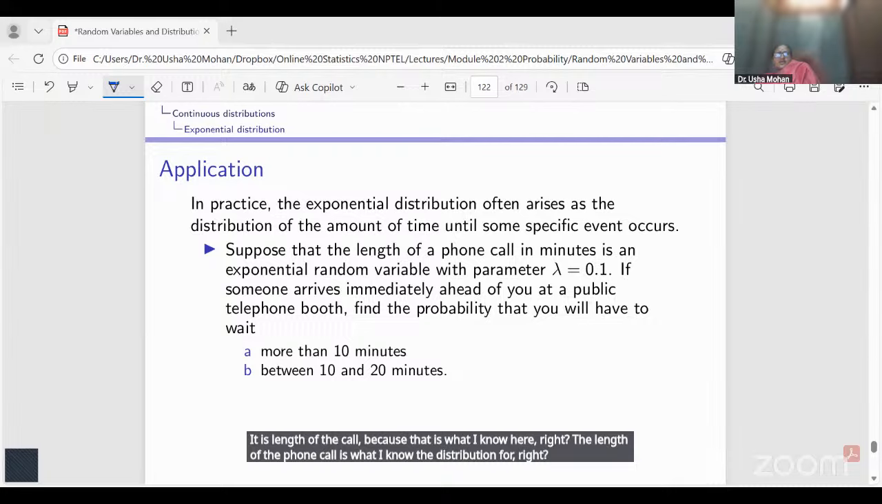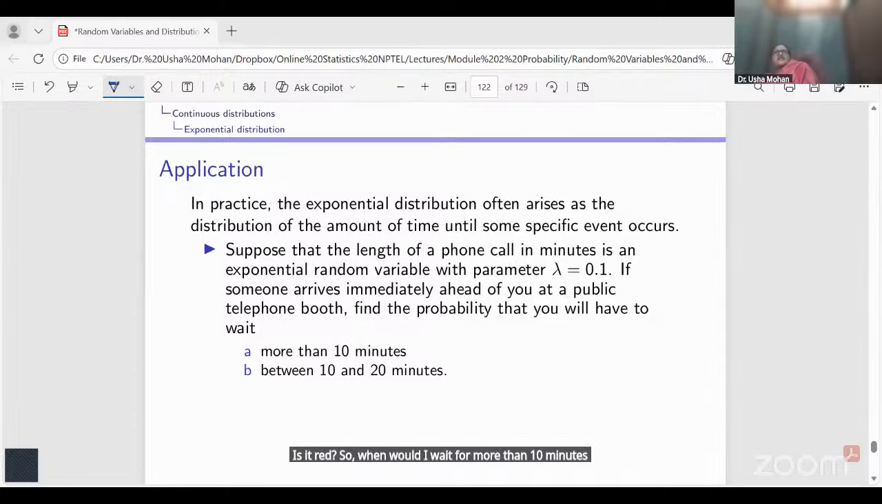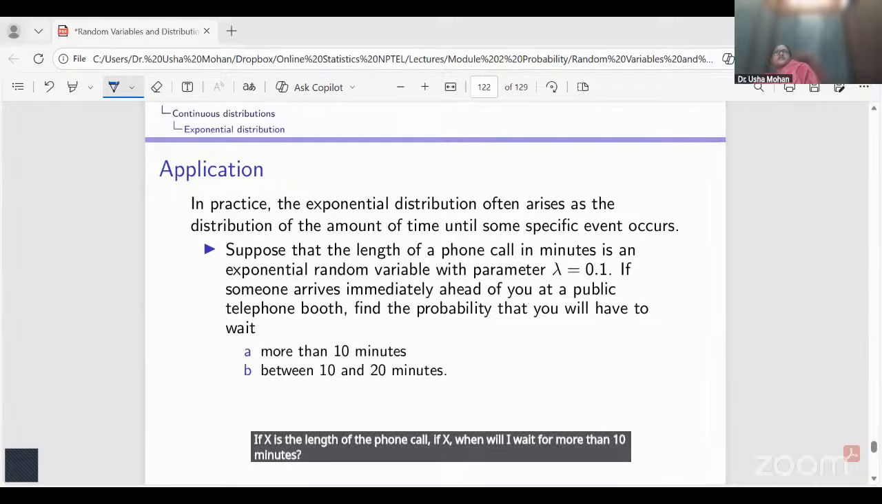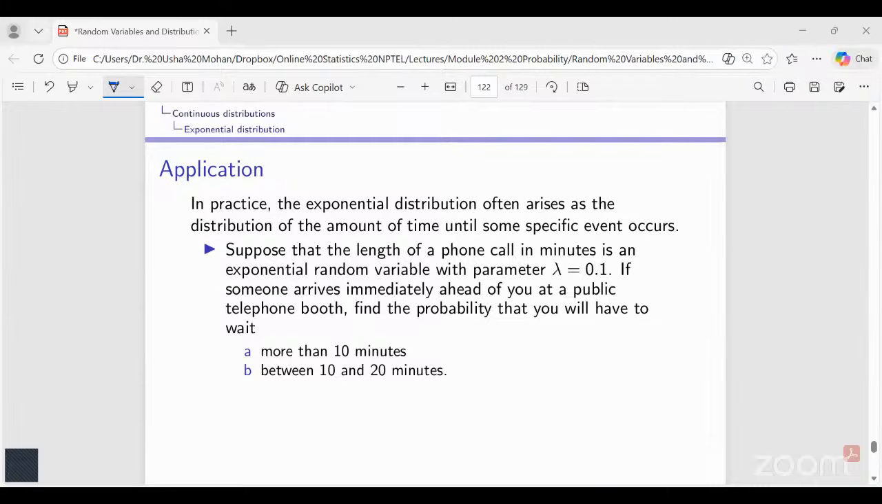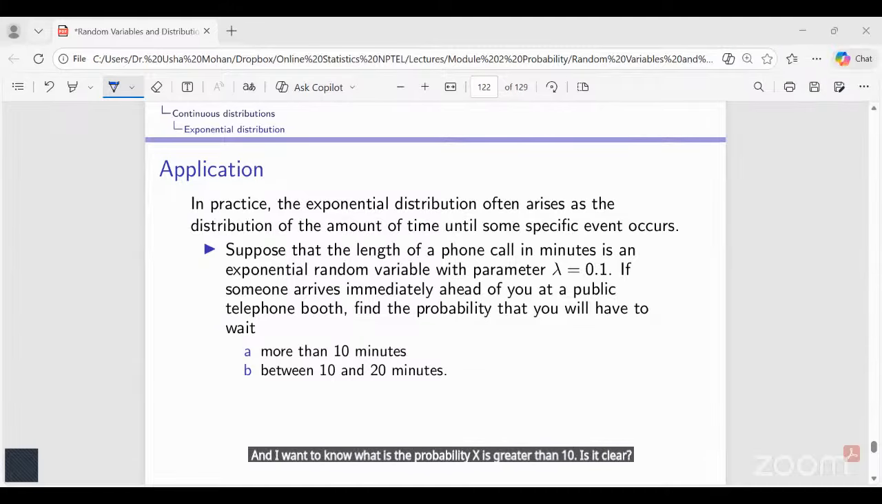So when would I wait for more than 10 minutes? If x is the length of the phone call, when will I wait for more than 10 minutes? When the call exceeds 10, that is, x is greater than 10. Is that right? And I want to know the probability x is greater than 10. Is that clear?